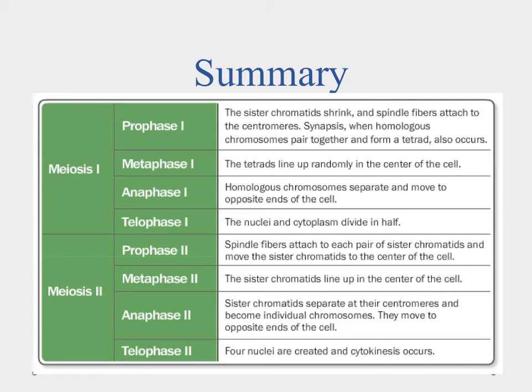Okay, so the difference between mitosis and meiosis: mitosis is in body cells, meiosis is going to be in these gametes or sex cells. Mitosis results in 2 diploid cells, and meiosis results in 4 haploid cells.